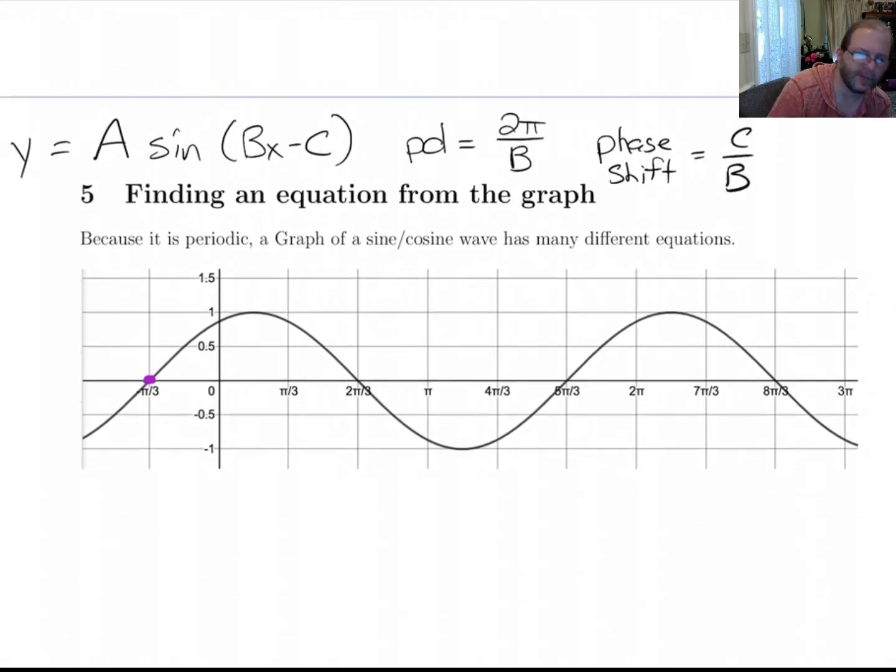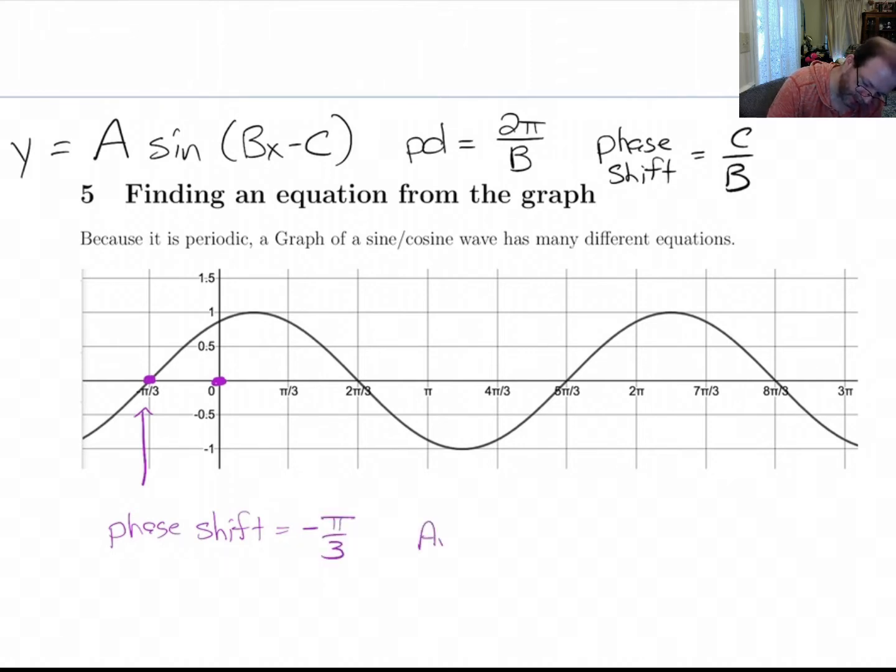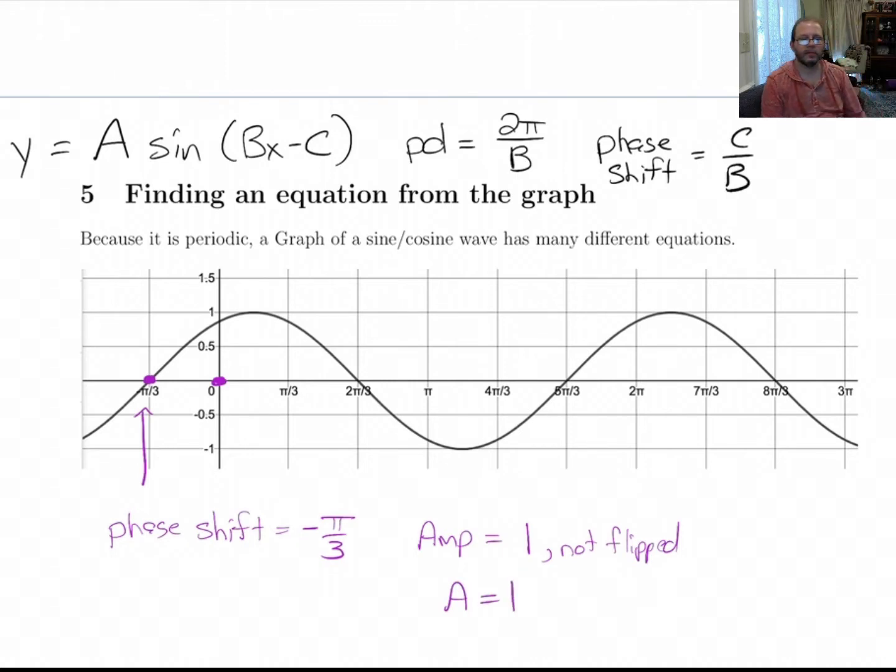All right, so what is the phase shift? If we pick this to be our starting point, it's shifted over from here backward. So this is a phase shift. In this case, it's minus pi over 3. All right, so we've got the phase shift. The amplitude of this thing is 1, and it's not flipped. So that tells us right there A is equal to 1. So we've got A, we need to find B and C. Well, to find B and C, all we need is the phase shift, this equation, and the period. So let's work out the period of this thing.